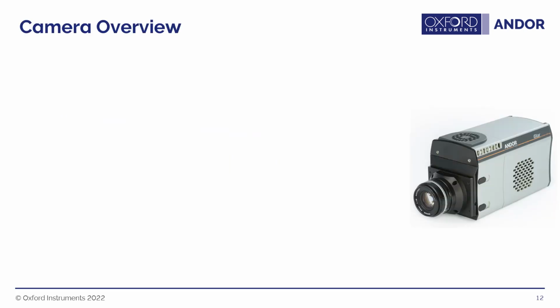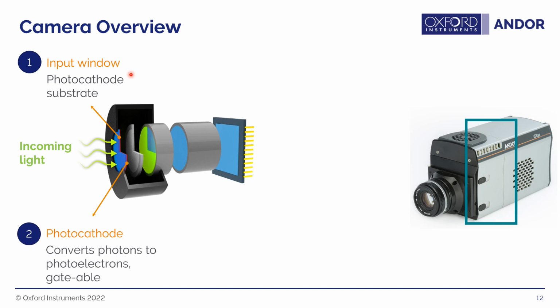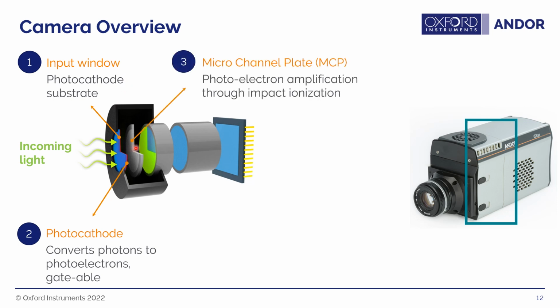So pictured here on the left, we have an Andor iStar sCMOS camera with a lens on the front of it. If you look in the front half of the iStar sCMOS is where the intensifier is in the camera. So here are the components that make up the intensifier as well as the sensor. In the beginning, when light comes in to the intensifier, it comes in through the input window where there's a photocathode substrate. That photocathode converts the photons into photoelectrons that travel to the microchannel plate.